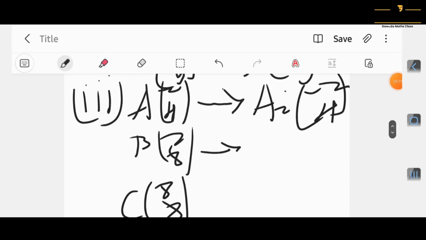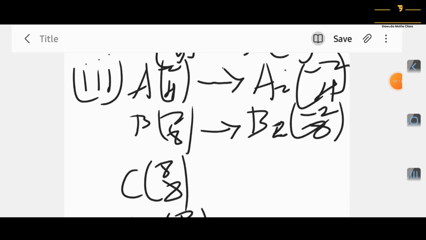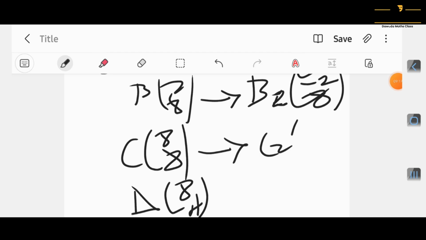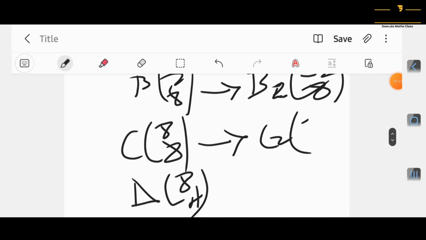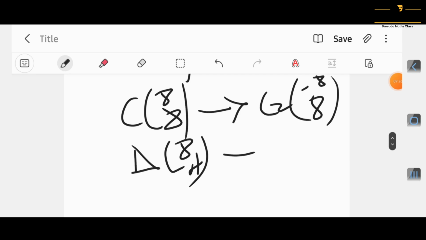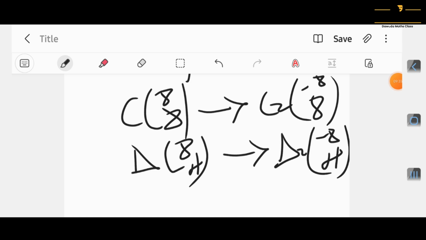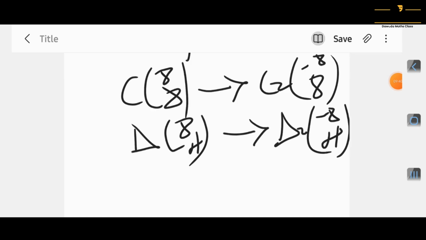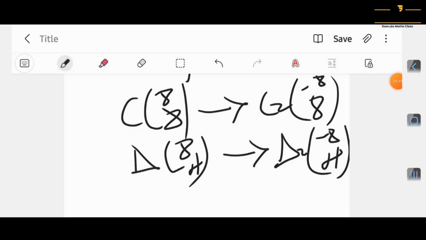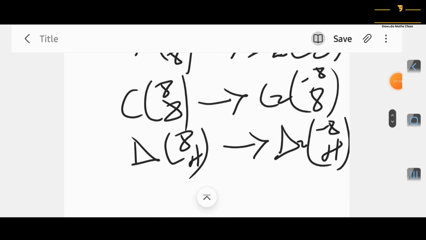And then same thing as the other ones. B2, when it's reflected in the y-axis, x becomes negative, minus 2, 8. And C2, x value becomes negative, minus 8, 8. And the last one, D2, the x value becomes negative, so minus 8, 4. And the y value remains the same. That's for I. So you plot A1, B1, C1, D1, and then you plot the points A2, B2, C2, D2 on the graph sheet. It is shown on the graph sheet.